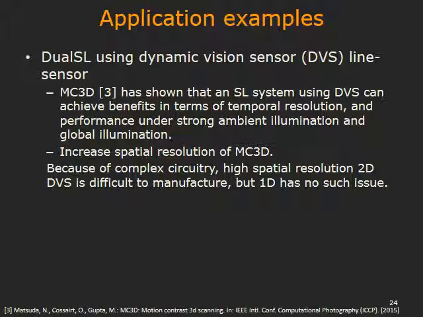However, because of the complex circuitry at each pixel, high-resolution DVS sensors are difficult to manufacture in the 2D setting. And further, such sensors often have very poor fill factors. In contrast, a 1D DVS sensor does not have any such limitations, and hence, dual structured light using DVS sensors is a powerful application.